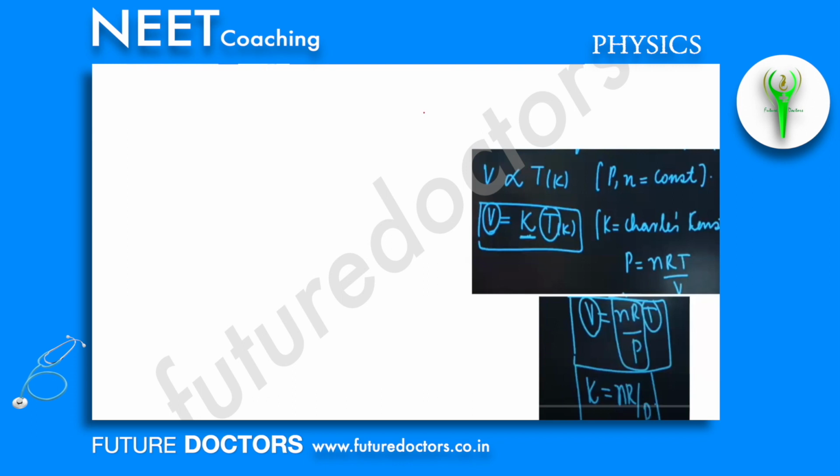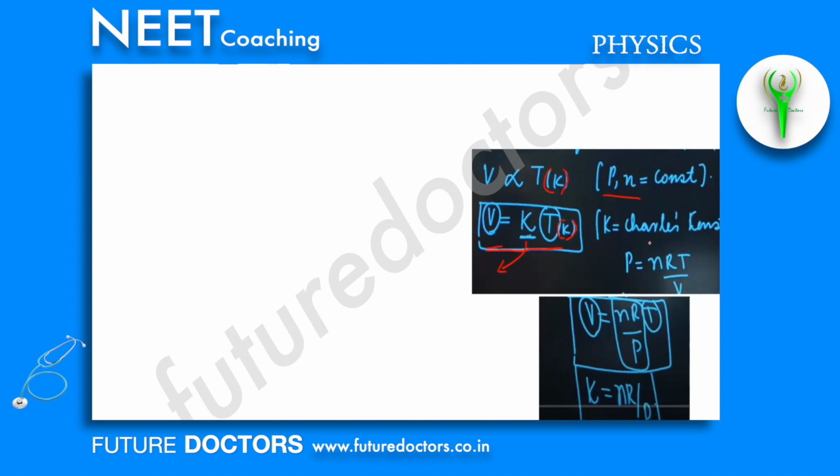So we know that V is directly proportional to T, when pressure and the number of moles are constant. So V is equal to K into T, the absolute temperature, not temperature in Celsius. So V is equal to K into T. So what is K? K is called the Charles law constant. So what is the Charles law constant?